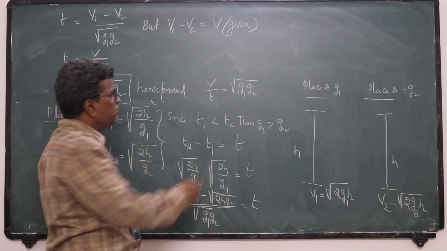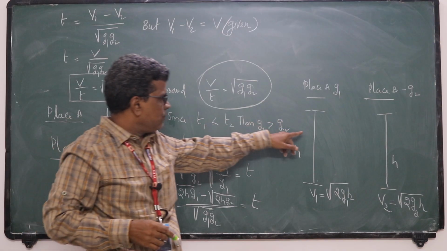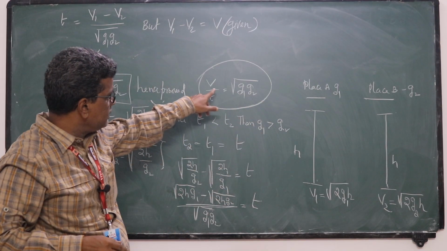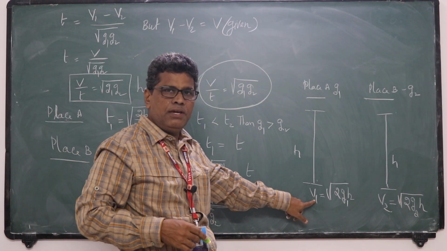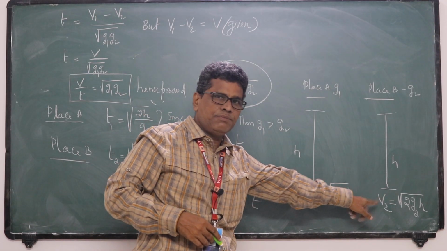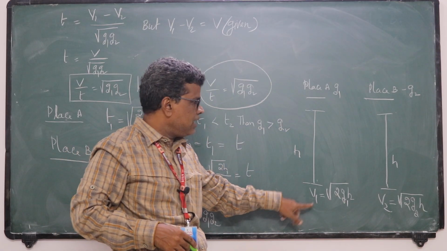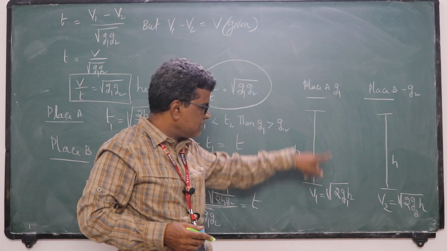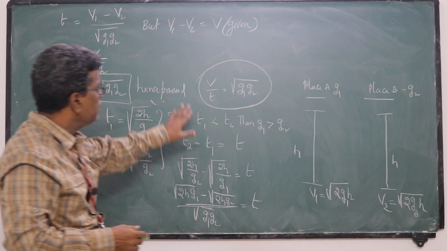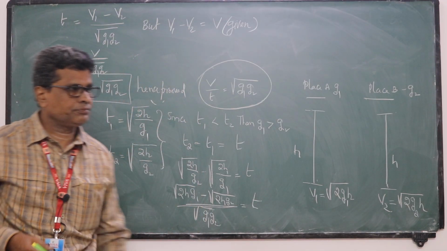So this is what we proved here. What is v here? Velocity at place A will be more than velocity at place B, but it will take t seconds less as compared to place B because of more gravity. Okay, so you take this. Next one.